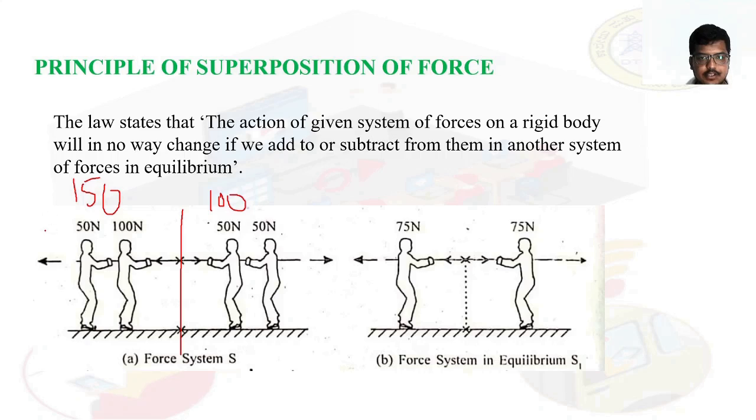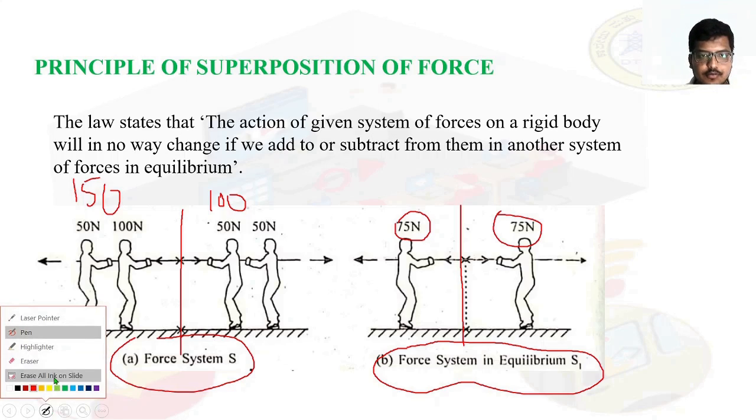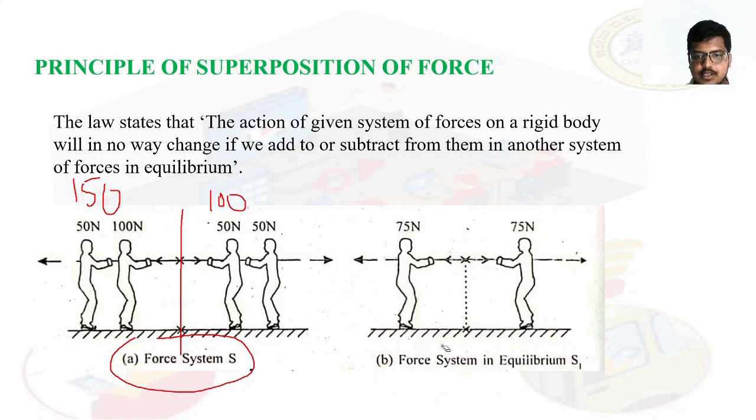Of course, they are the winners, but the concept is that this is a force system, and this is a force system in equilibrium. So what is a force system in equilibrium? Here the persons are pulling the thread, but the force applied is 75 Newton here and 75 Newton here. The same amount of force is applied, so they will be in a stable form, right? They will not move. Now, in the law of superposition, what they tell us is this.